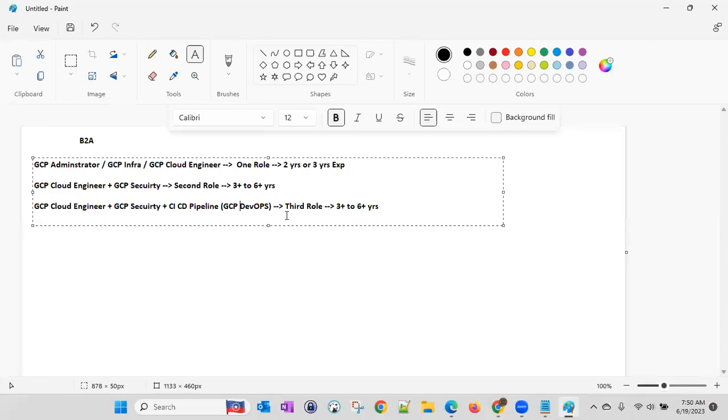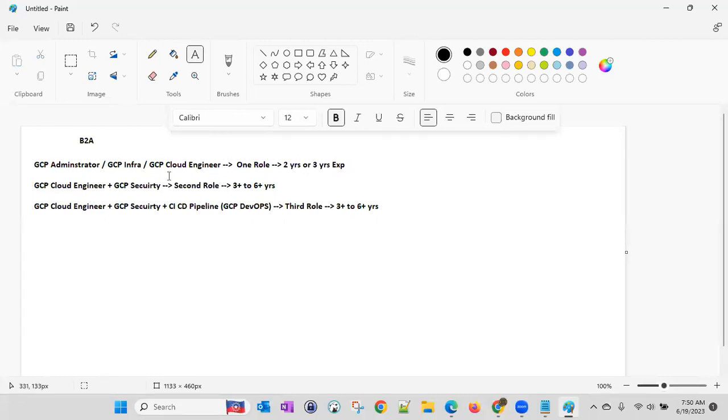This is the agenda in our course. We are going to see all those things, I can say B2A, beginner to architect level. In administrator, what do we have? What are the subjects we are covering?